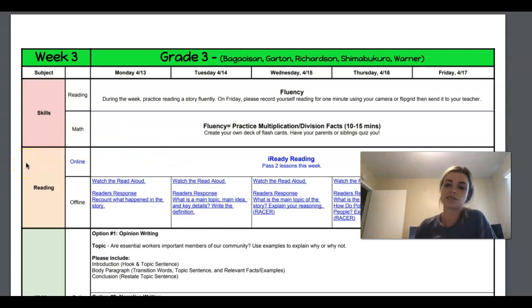Now again, that is only if you are doing the offline portion of this. And your reader's response is, what is the main topic of the story? Explain your reasoning. So you have RACER, okay? R is restate the question. So the main topic of the story is, then you're answering the question, that's the A. The C is cite your text evidence. So remember that would be where you say, according to the text, on page blank it states.